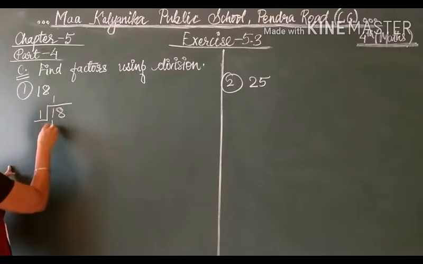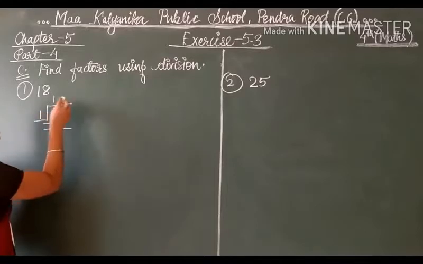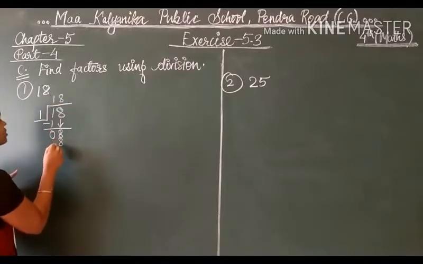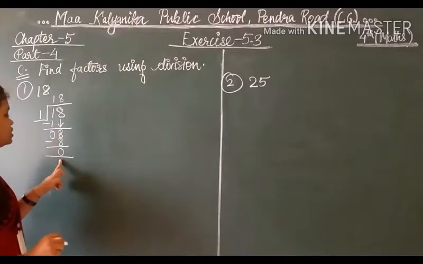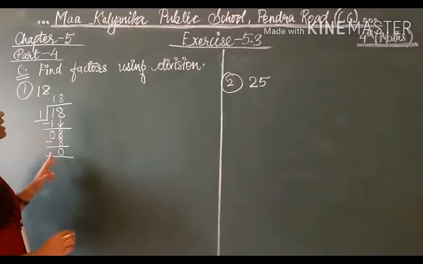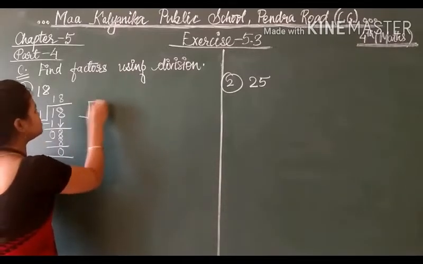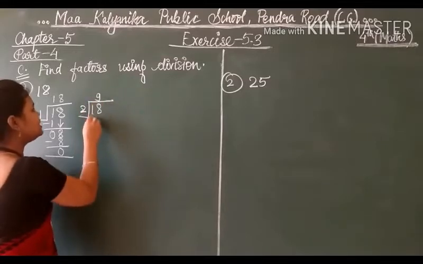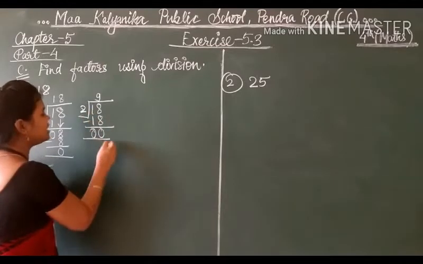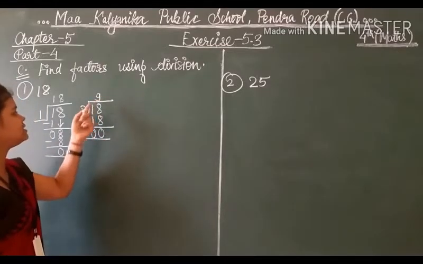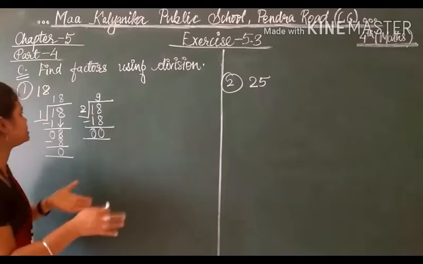So 1 ones are 1. 1 minus 1 is 0. Carry down 8. Then 1 8s are 8. So simply we are getting the remainder 0. Remainder 0 means it is exactly divided by 1. So it is a factor. Now check for 2. So 2 9s are 18. So 8 minus 8 is 0, 1 minus 1 is 0. As the remainder is 0, it means 18 is divided by 2 exactly. Once again I am telling.